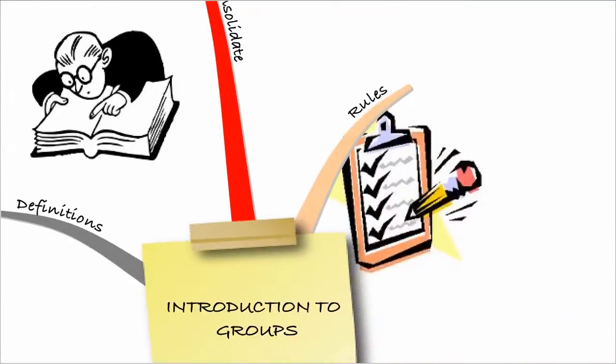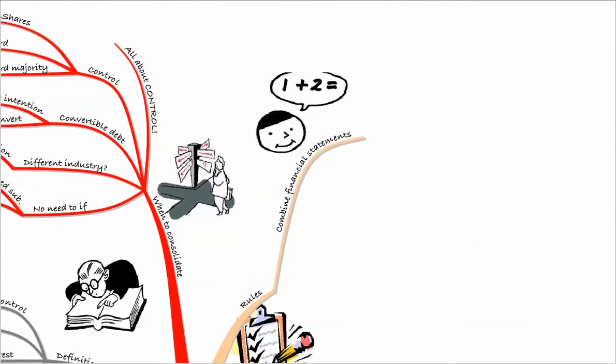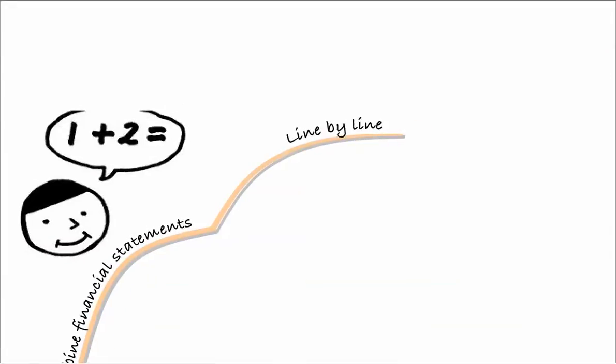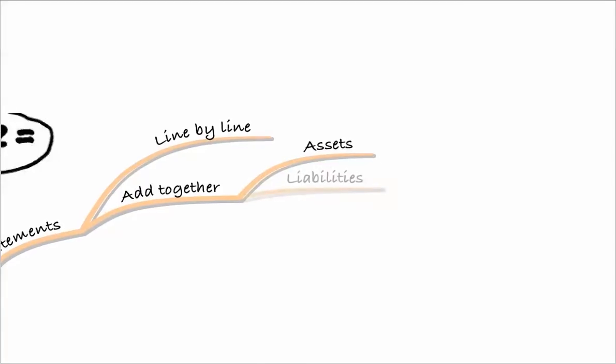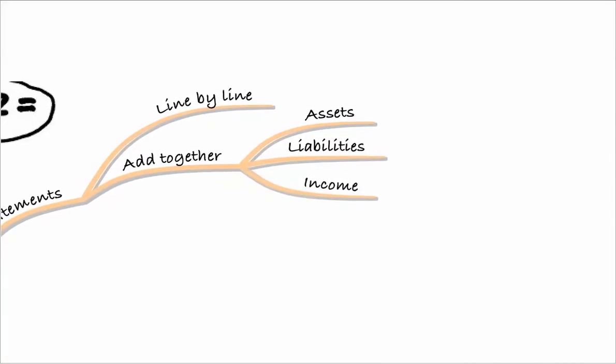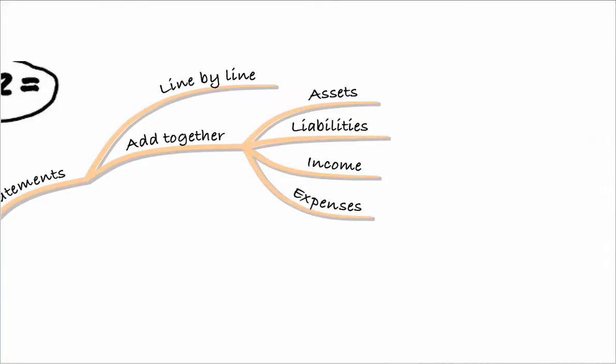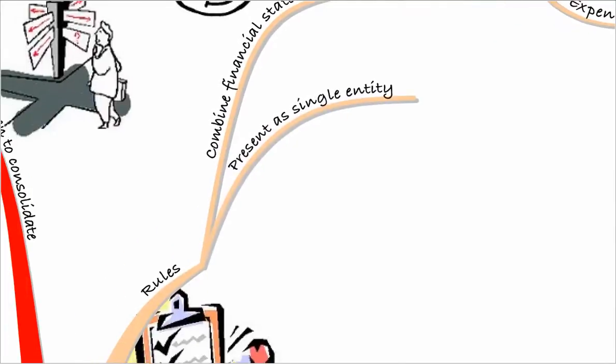Now some rules. Now we'll come across these as we do our group workings. But in practical terms, all group accounts is a combination of the financial statements. We add them together. We add together the parent and the subsidiary line by line. We add together their assets. We add together their liabilities, their income and their expenses. Now we'll look at some technicalities on those, but that in essence is what you do with group accounts. We present those as a single entity.